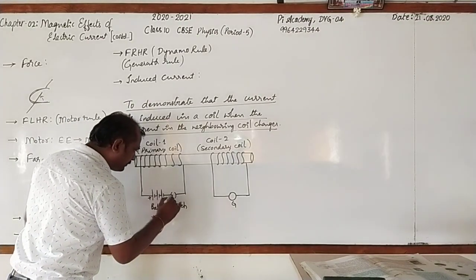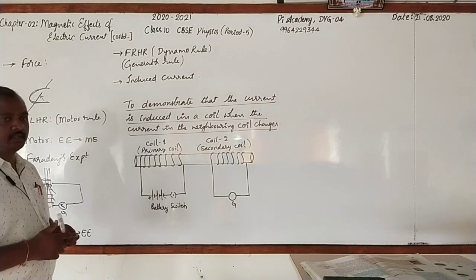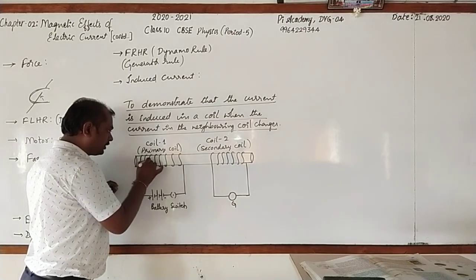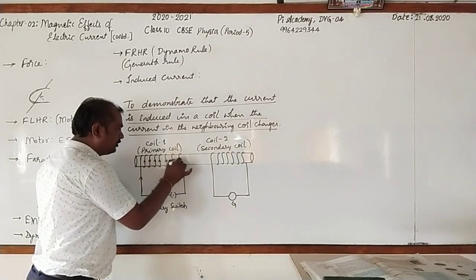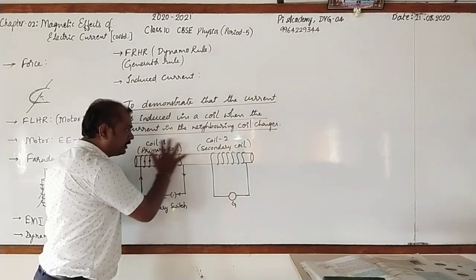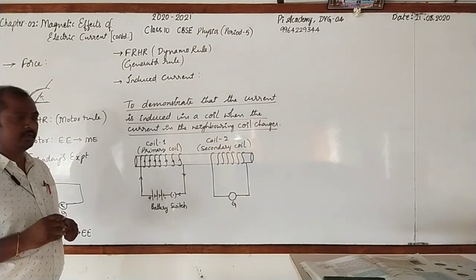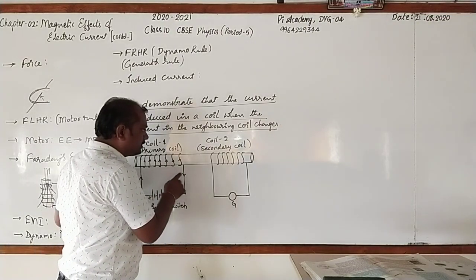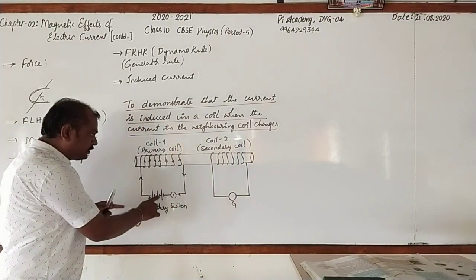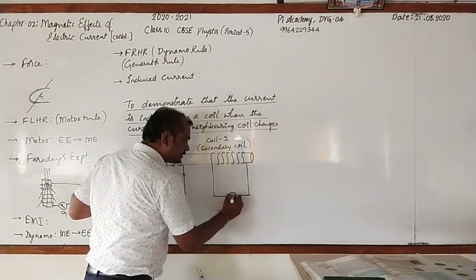Now, could you tell what happens when I close the circuit of the first coil? Yes, the current starts flowing from the positive terminal to the negative terminal, right? Then we know that whenever current flows through a conductor, a magnetic field is developed around it, which is nothing but the magnetic effect of electric current. Then when the current is flowing in this, do you find any change in the second coil? Yes. As soon as the current flows, here also the current is induced.